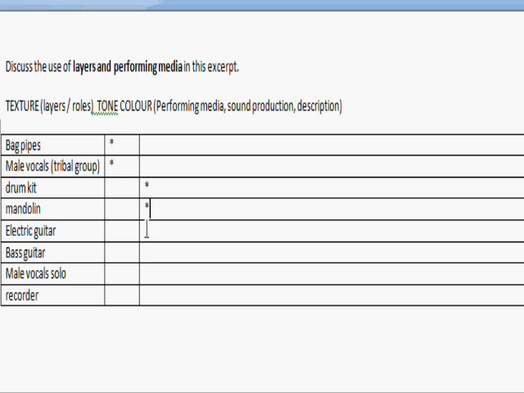Okay, so I've got a clear next section there. So I'm picking these instruments, but I'm still listening very carefully for each section.